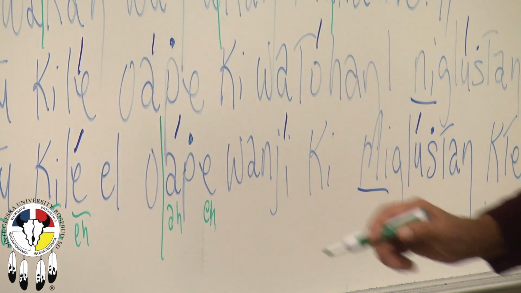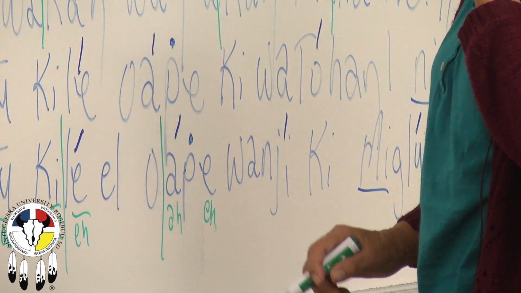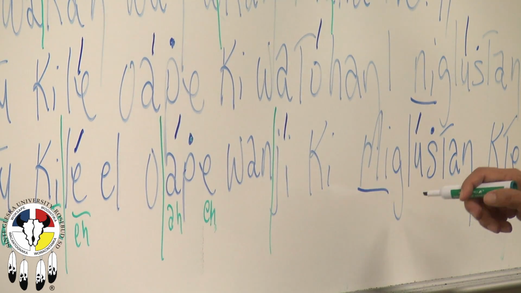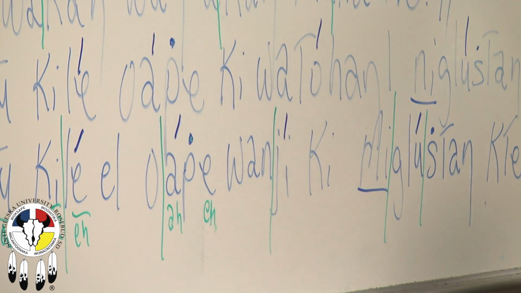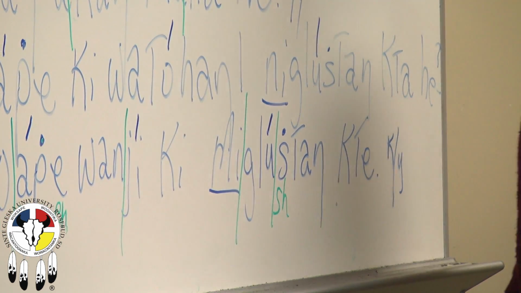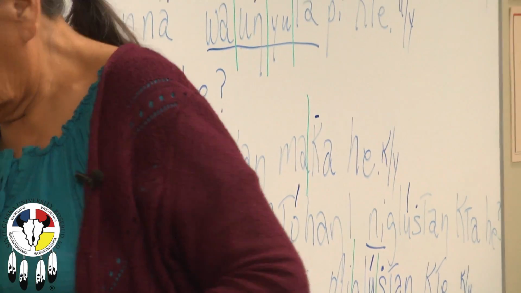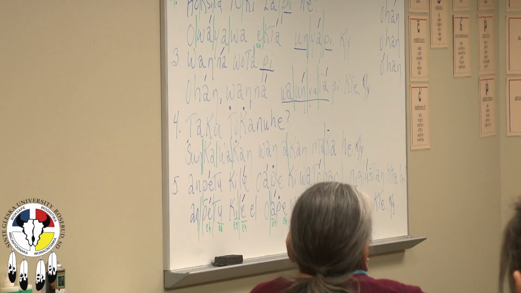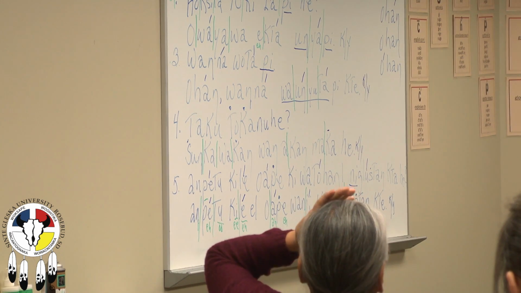See, if you break it down into syllables. O a. O ampetu kile. Eh. O apre wanji ki miglushtang. Remember, this is a SH sound. Miglushtang kte. So if you write your words down like that, write down the syllables, you'll have a better chance at pronunciation, you'll have a better chance at knowing the stress marks.